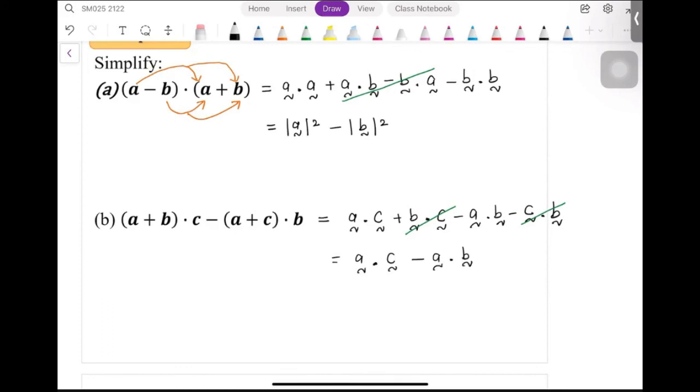Or we can factorize A out. So we would have A dot with C minus B. So for this whole process, you just expand everything normally, but don't leave out the dot sign.